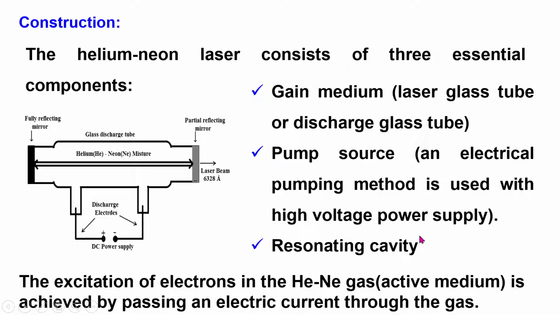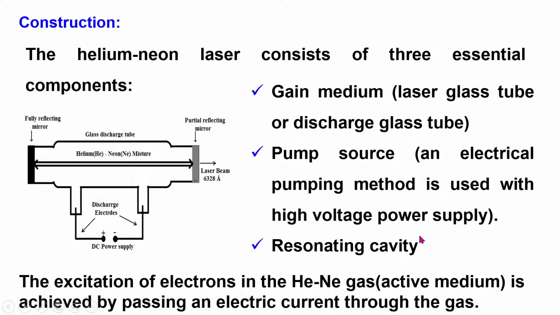Now we are going to see the construction of a helium neon laser. We have studied in details the three main components of the laser. Similarly, the gas laser also has three main components.